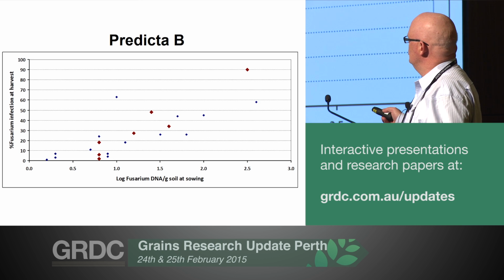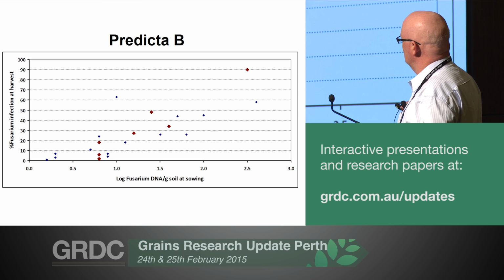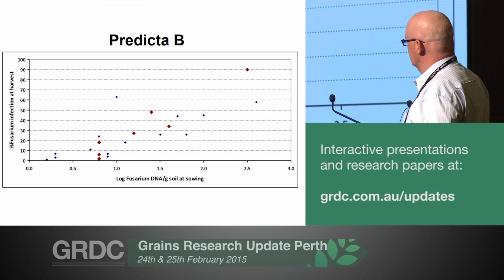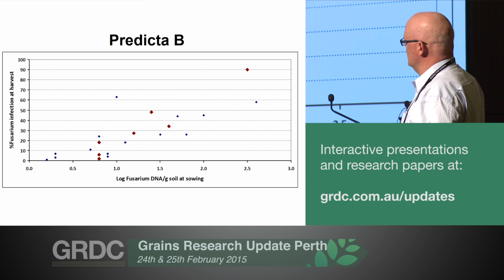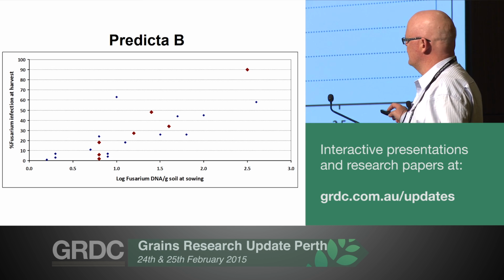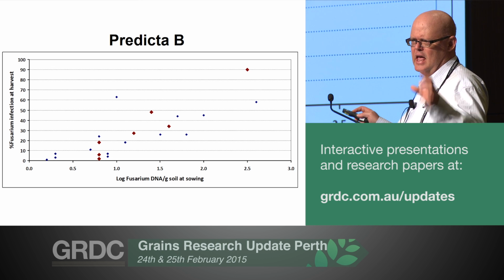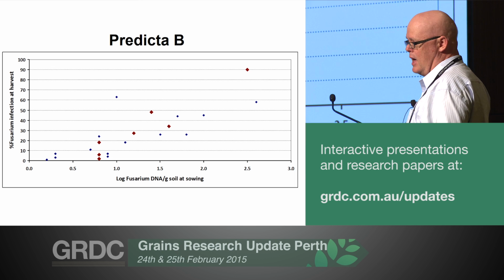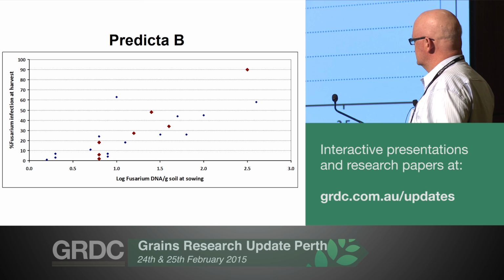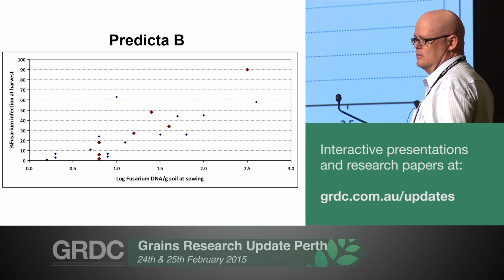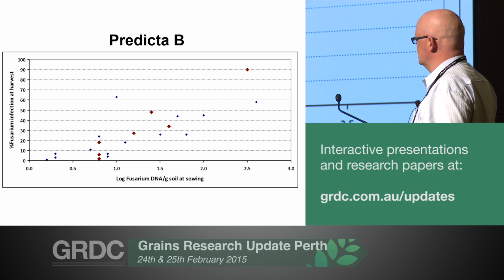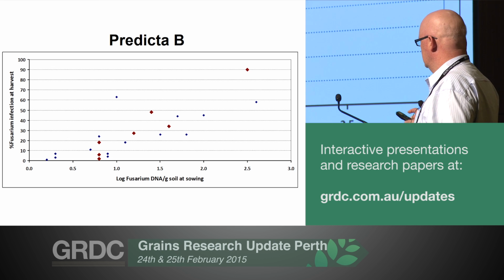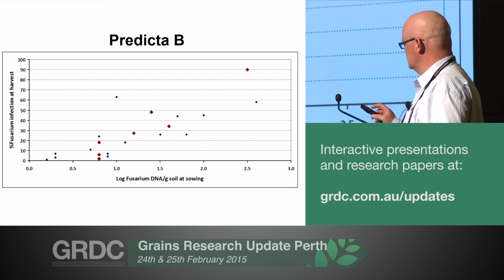Just so you know what's going on, Stephen Simpfendorfer's work over east has related the amount of DNA that we pick up here at sowing with the amount that you end up with at harvest in terms of actual infection measured in the lab, a real thing. So by our kind of work with DNA, this is a pretty good relationship that's got good statistical evidence that there is a solid relationship.